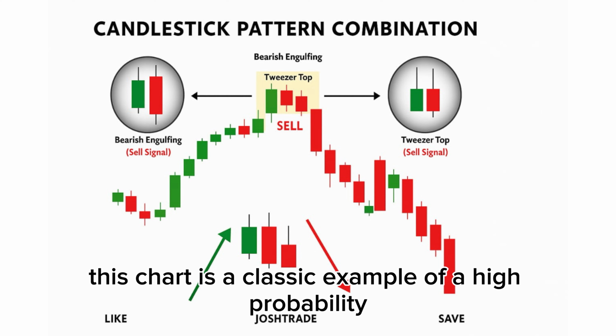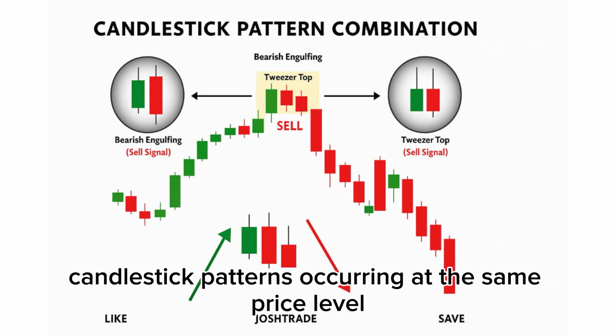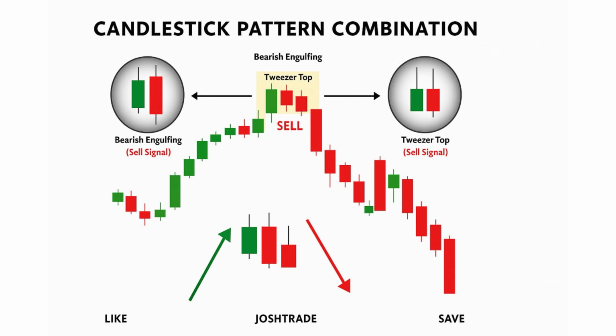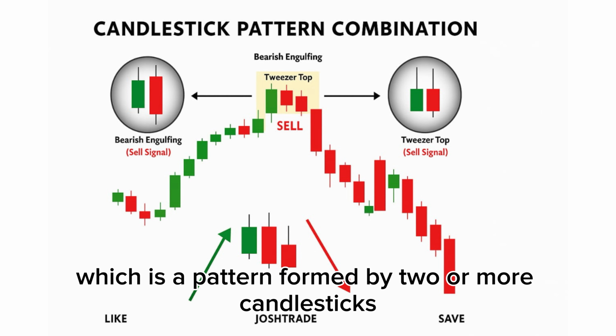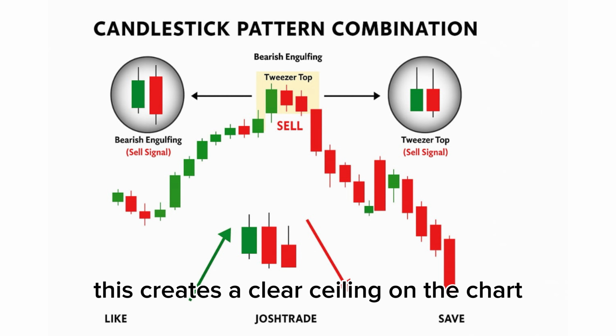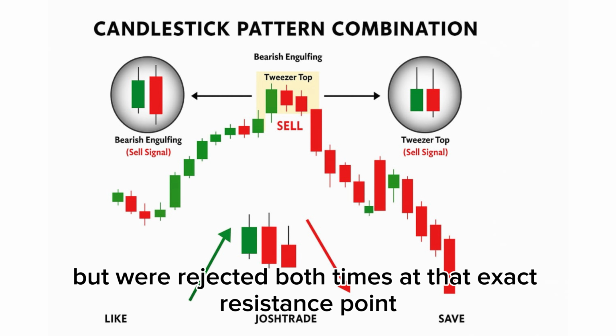This chart is a classic example of a high-probability bearish reversal signal, formed by the powerful combination of two distinct candlestick patterns occurring at the same price level. We first identify a tweezer top, which is a pattern formed by two or more candlesticks with highs that reach the same or very similar price level. This creates a clear ceiling on the chart, indicating that buyers tried twice to push the price higher, but were rejected both times at that exact resistance point.